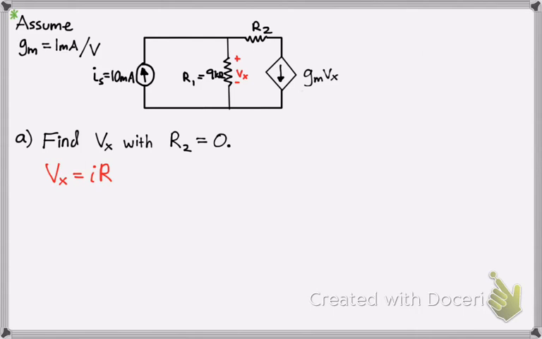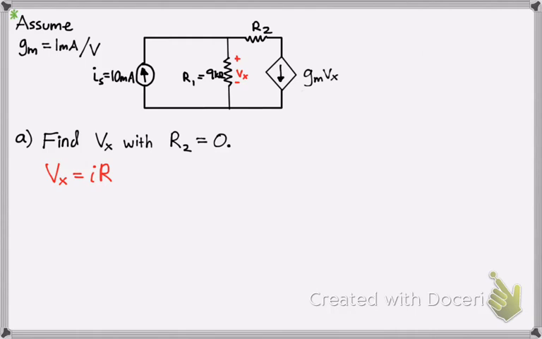I just redrew the circuit and wrote the key facts there. If you notice, I already went through the step already. To find the voltage across a resistor, you just use Ohm's law, V equals IR. In this case, Vx equals IR. So let's figure out what I is.